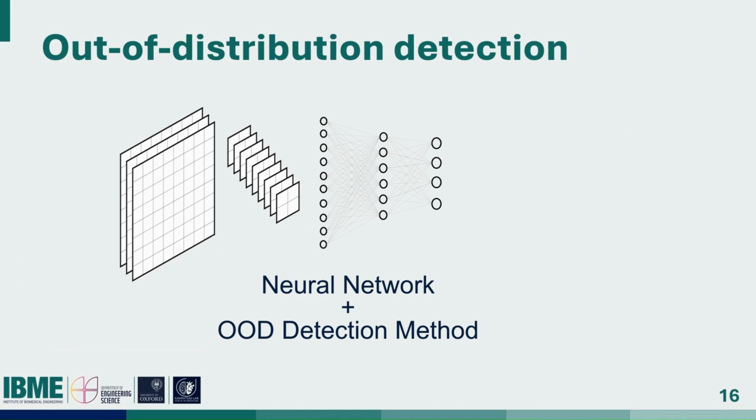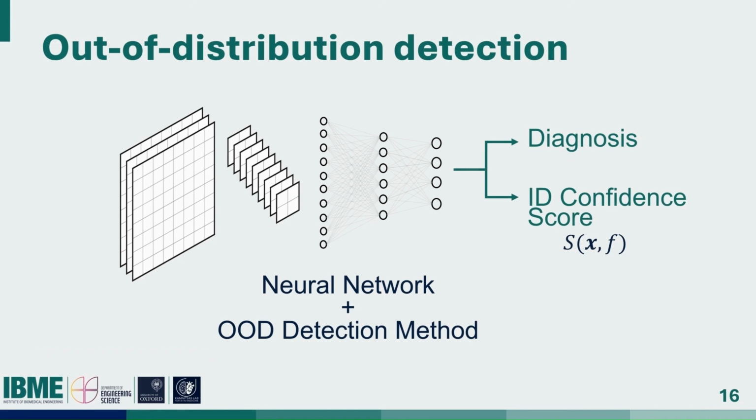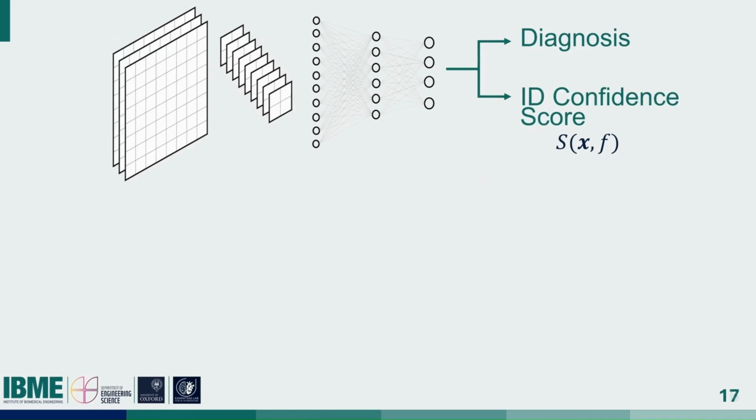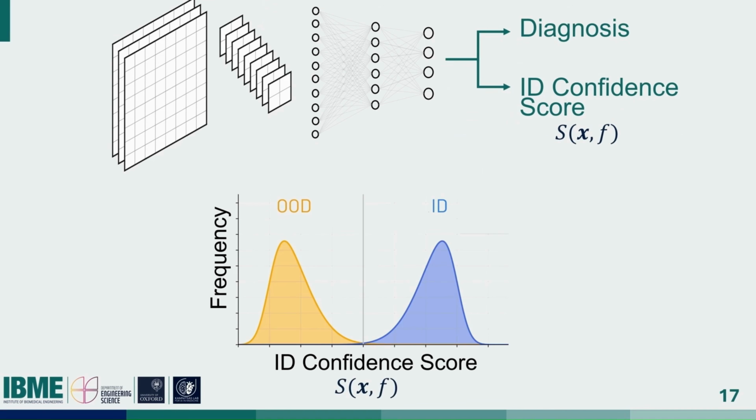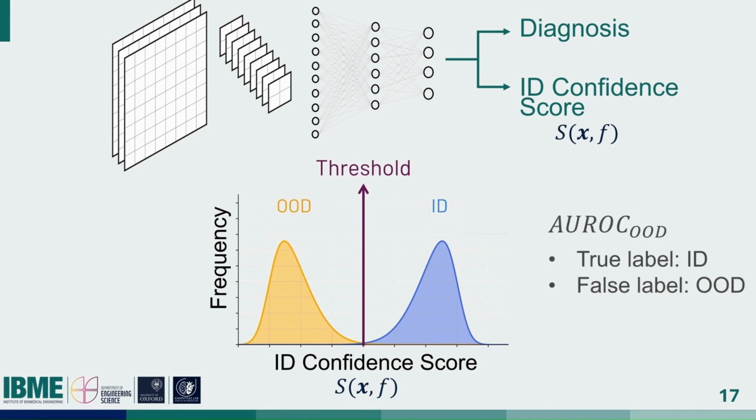So how do OOD detection methods work? Well, you have your neural network and you have an OOD method. And so your model should give both a diagnosis and a confidence score that it is an ID input. Let's say I could plot on the x-axis my ID confidence score, and on the y-axis a frequency for given images. My confidence score should be able to separate ID from OOD data, such that I can place a threshold and say everything below this threshold is OOD, and so these predictions aren't reliable and should be discarded.